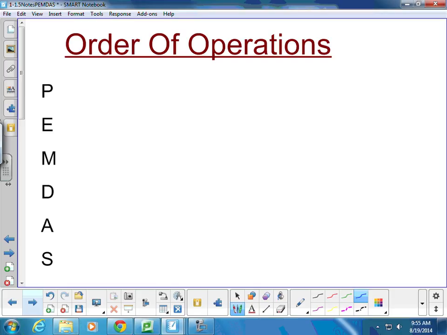The order of operations you've seen before as PEMDAS. Some of you have remembered it as please excuse my dear Aunt Sally. If you're like me, way back when and way in the old days, I learned it as GEMDAS. The only reason I learned it as GEMDAS was G stood for groupings, whereas we sometimes look at it as parentheses.